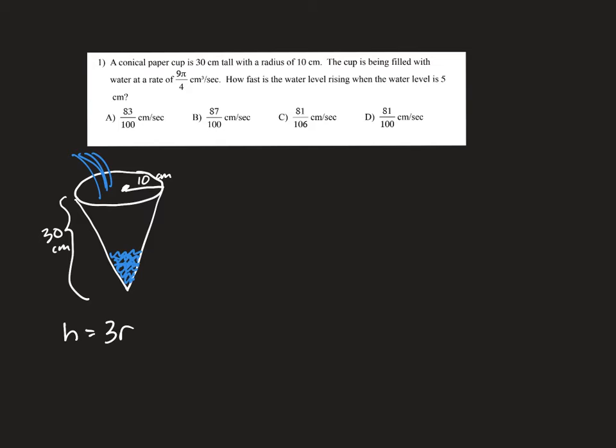Water is coming in at a rate of 9 pi over 4 centimeters cubed per second. That's this guy right here. That is a rate for the volume. And remember, the rates are our derivatives. So this is dV over dt, and that's going to be 9 pi over 4. Hopefully that looks like 9 pi over 4. And that's cm cubed per second.